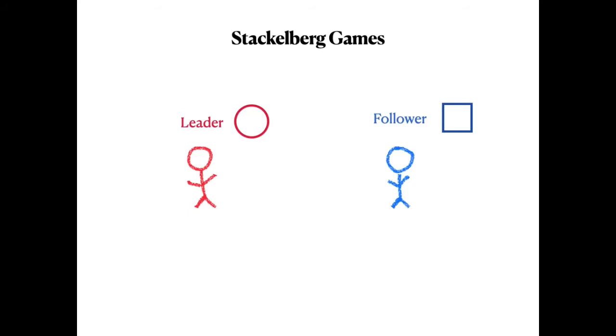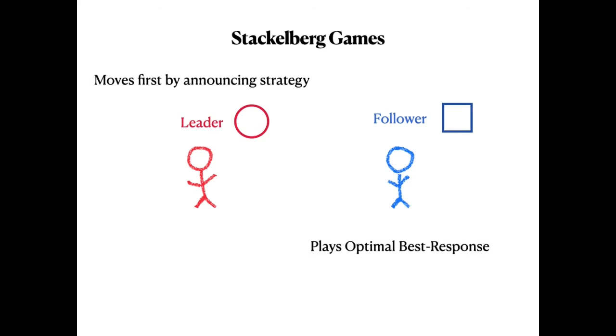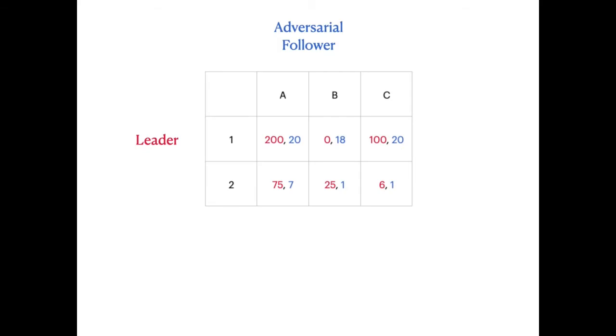Stackelberg games have two players, the leader and the follower. The leader moves first by announcing the strategy which he is going to play. The follower responds by playing an optimal best response. In this work, we assume that the follower is adversarial, that is, he would try to minimize the payoff of the leader whenever possible. We consider here a matrix game, and we see that the best strategy for the leader under the assumption of an adversarial follower is to choose to play strategy 1.